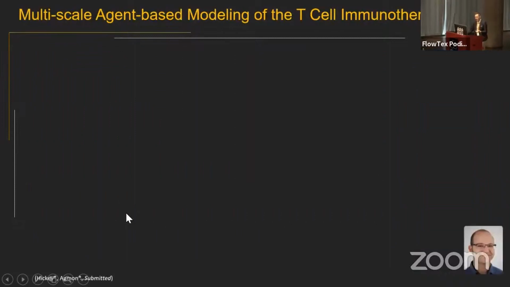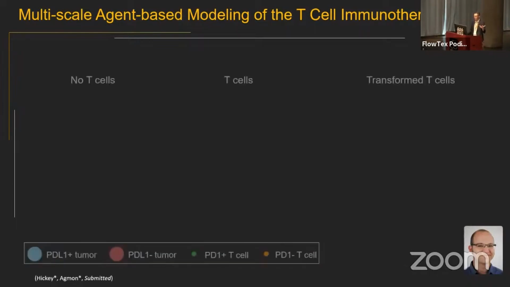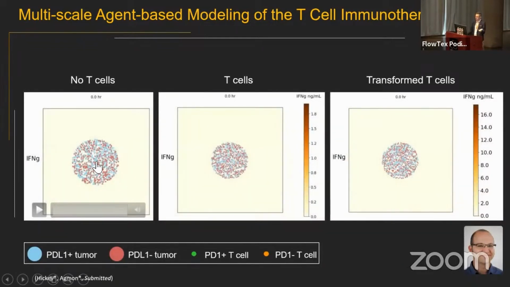So I teamed up with Uran Agmon at Stanford, who built this software for modeling bacteria colonies, but now we have applied it to mammalian cells, in particular tumor and T cells. And if we look at this model, we can do simulations. Each individual point represents an individual cell or computational object interacting in this environment.